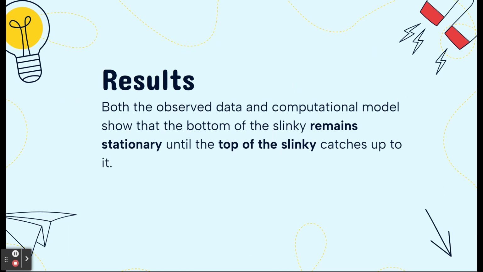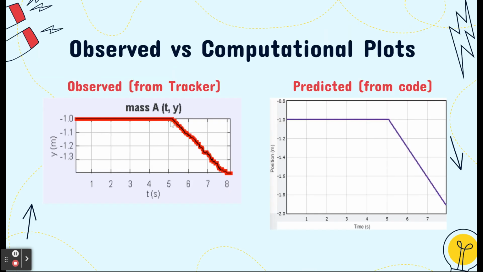Both the observed data and the computational model show that the bottom of the slinky remains stationary until the top of the slinky catches up to it. So, right about this point, the bottom of the slinky is stationary. The position is not changing until this point when the rest of the slinky catches up to it and it starts to move.